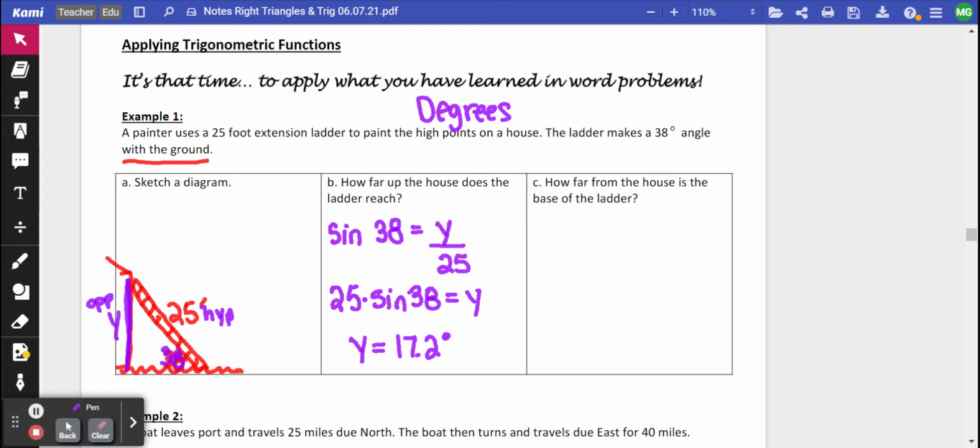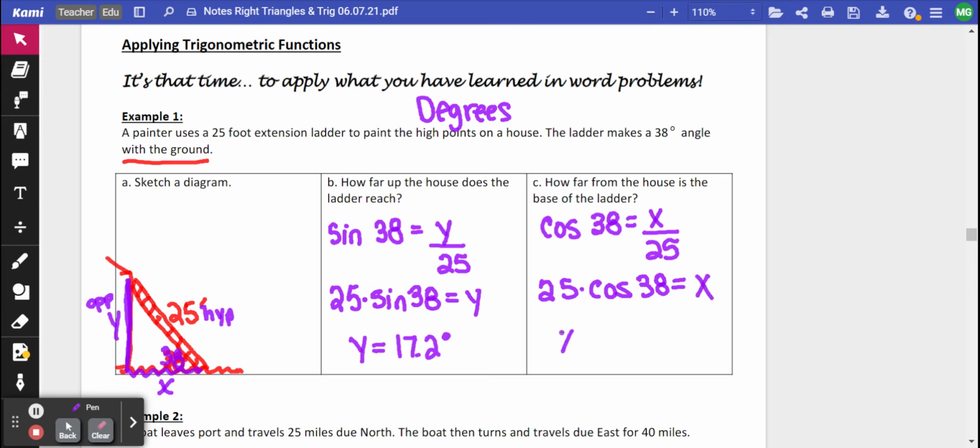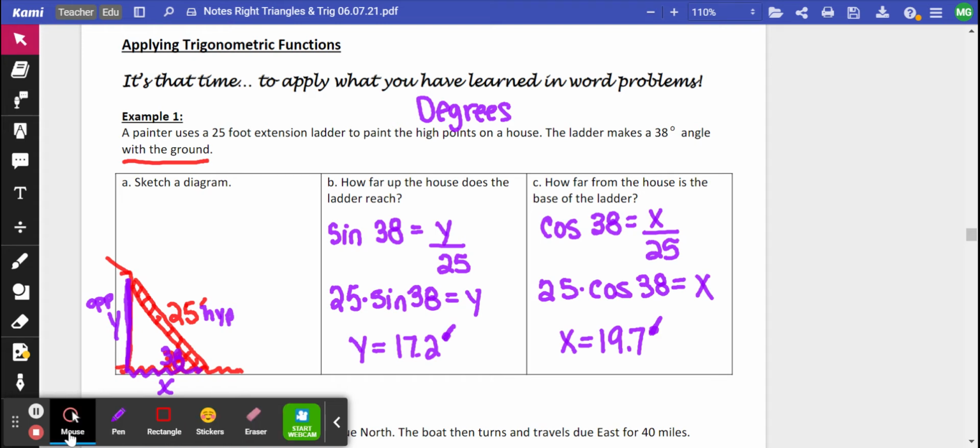Okay, so second question, same diagram, is how far from the house is the base of the ladder? So now we're looking at this distance. I'm going to call that x. Now here's our theta, adjacent and hypotenuse. I would always go back to use the given value, by the way, because if you made a mistake on the height of the house and then you use that mistake in the next problem, now you're getting two wrong. So adjacent, hypotenuse, we know that's going to be cosine. So the cosine of 38 equals x over 25. Again, we're going to just multiply by that 25 on each side. That goes straight in our calculator as you see it, and you should get 19.7 feet. Okay, so it's a pretty straightforward use of what we've learned about SOHCAHTOA.